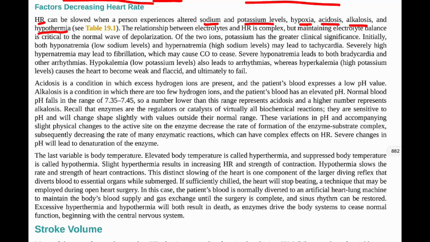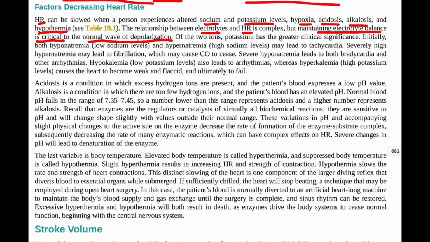So the relationship between electrolytes and heart rate is complex. Electrolytes are very important for heart rate, but maintaining electrolyte balance is critical to the normal wave of depolarization, right? So if we're talking about ions, electrolytes are ions: sodium, potassium, and calcium. And all three of those we see very specifically in our depolarization and repolarization. So they're incredibly important to our heart rate.